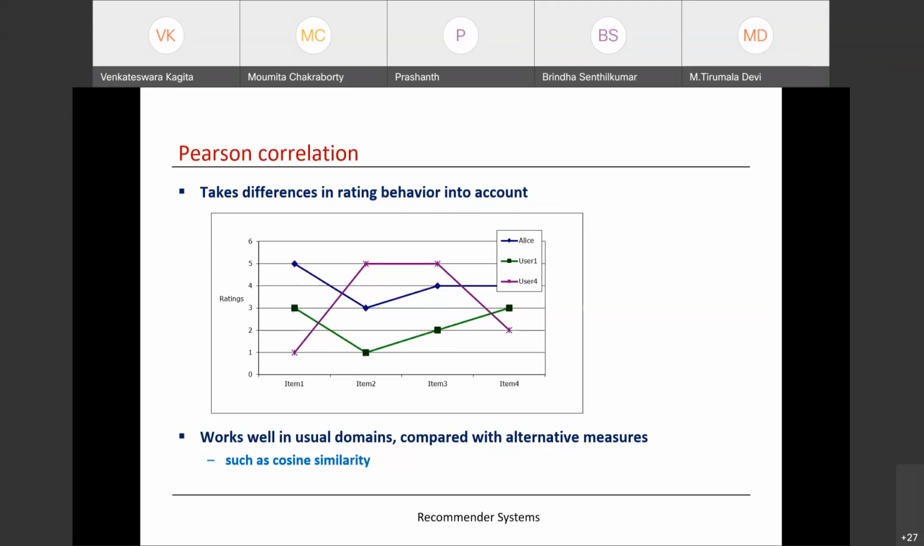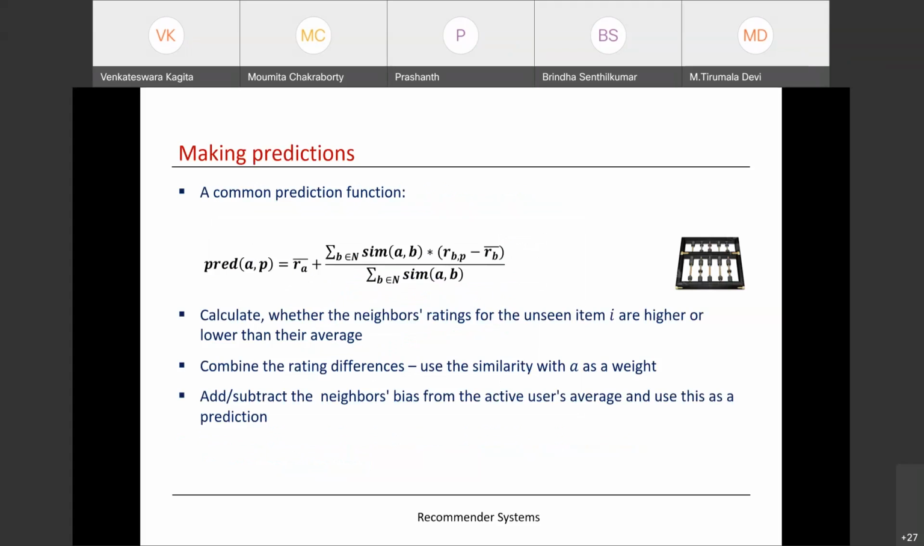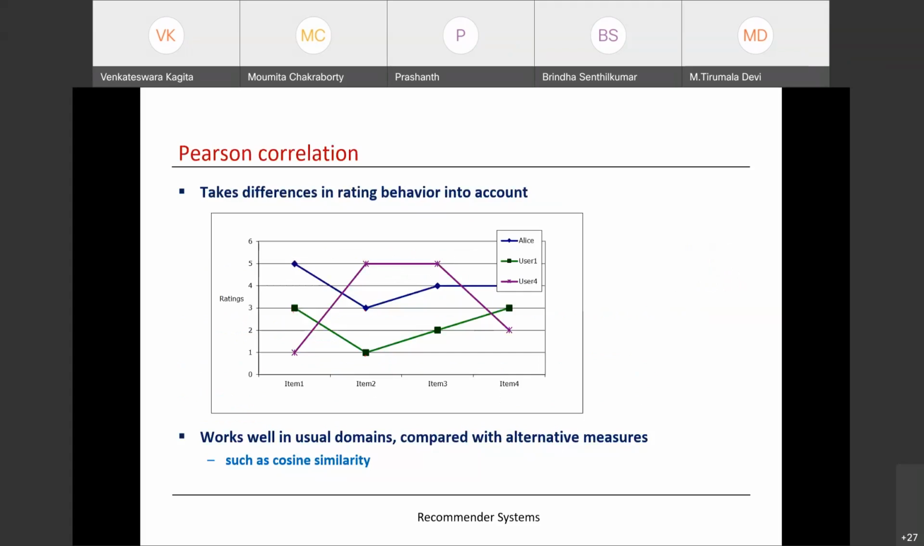So that is what basically this Pearson correlation measures. It works well in usual domains compared with the alternative measures such as cosine similarity. So now the question is, yeah.